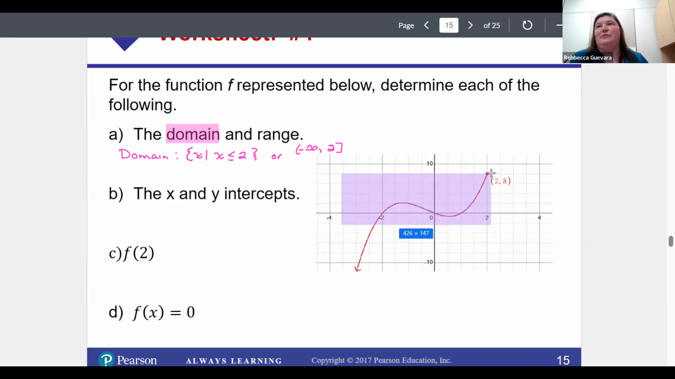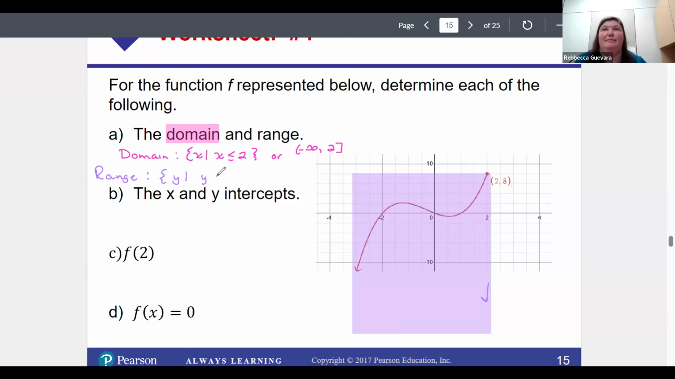If we're talking about range, at the very most for my range, I'm going to be here at 8. At the very least, I'm going to negative infinity. So when we talk about that, that's going to be y. In this case, y has to be values that are less than or equal to 8. Remember, that's a closed point, so we can also include 8. Or it's values between negative infinity and the inclusive point at 8.